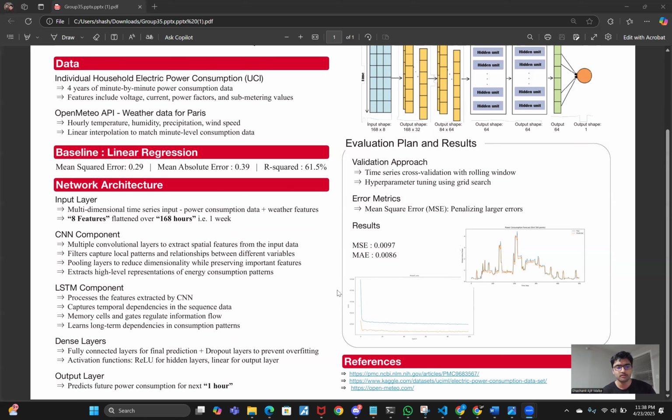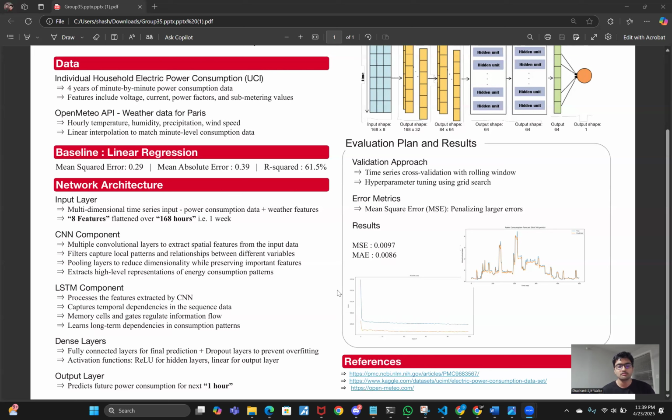We then follow it up with an LSTM component. We decided to use LSTM because it can capture temporal dependencies, especially in sequence data like the time series data set which we are using. LSTM is also good at learning long-term dependencies within the consumption patterns. And then we follow it up with dense layers, which are fully connected layers for the final prediction, plus some dropout layers in order to prevent overfitting.